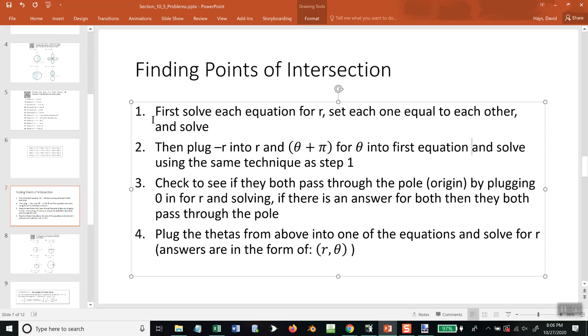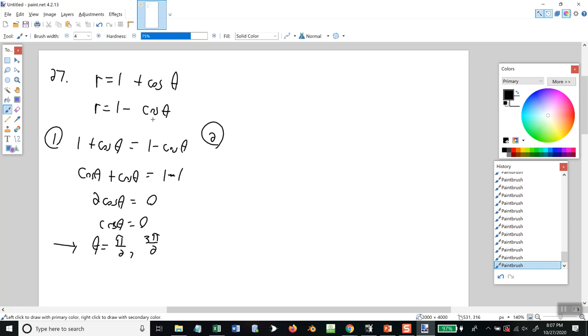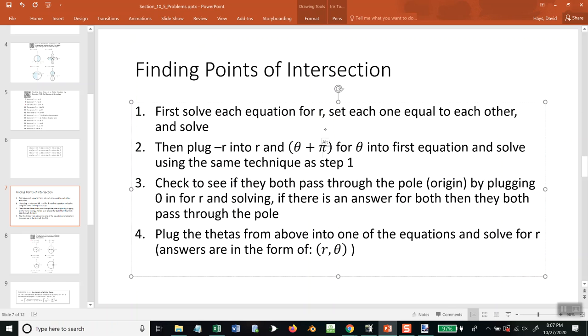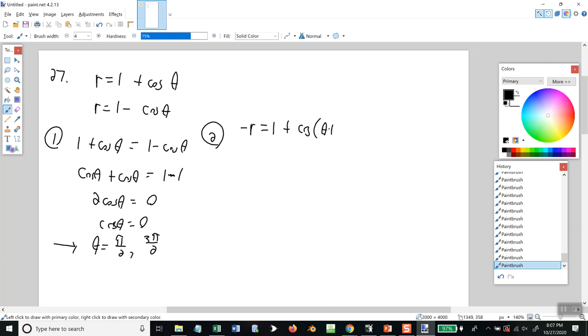Remember where we have our point down there in one quadrant, and then we would add pi onto it or subtract pi and flip the r, so it'd be over in the other, and then it'd flip back. So that's just another way of representing it. So if I do that to my first equation, this becomes negative r is equal to 1 plus cosine of, and then we plug in theta plus pi. My second equation remains as is.